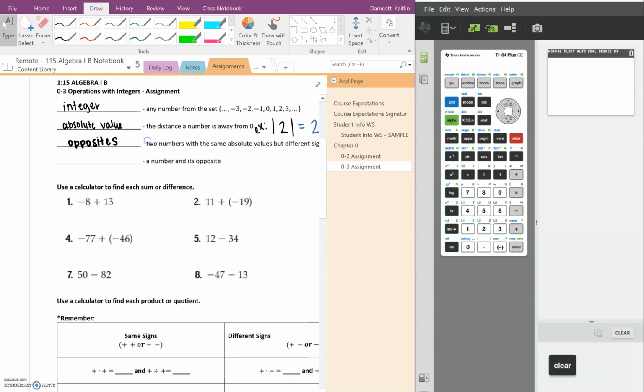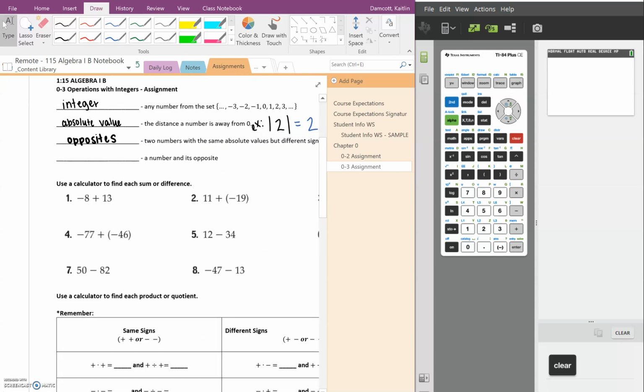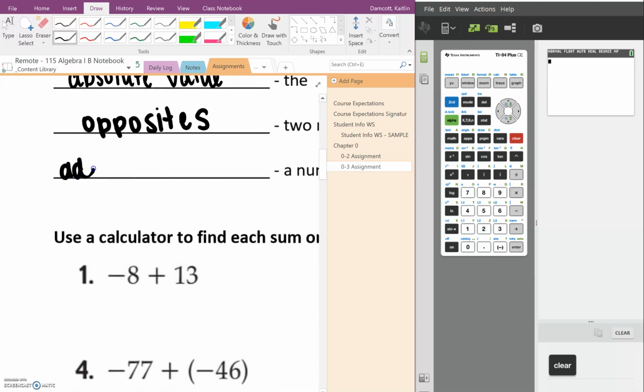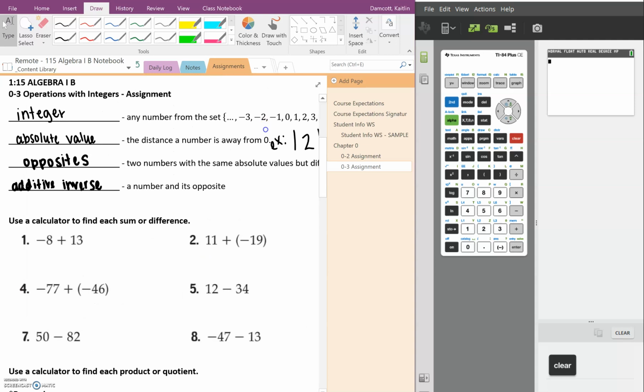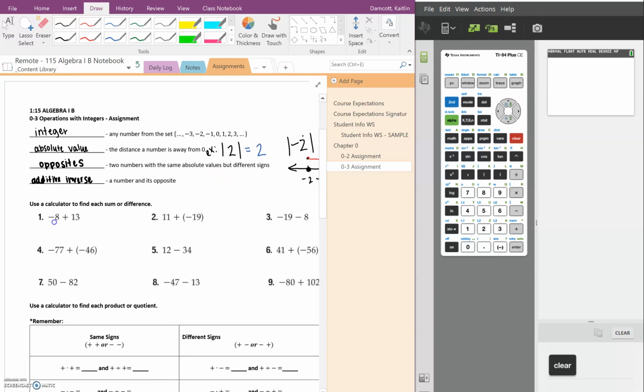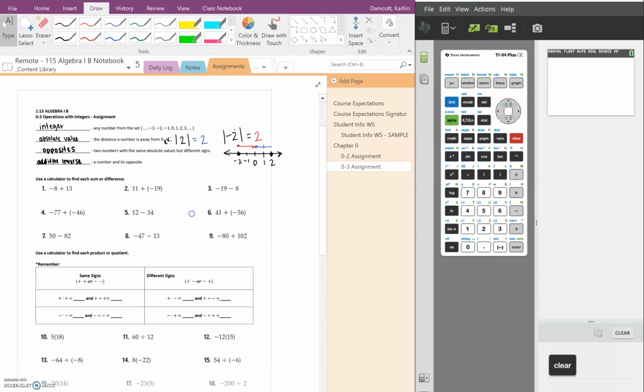Now, when you have a number and its opposite, this is called an additive inverse. Now, when you have an additive inverse, like 2 numbers with opposite signs, they're going to cancel out and you're going to be left with nothing. So these are just some review terms, hopefully.